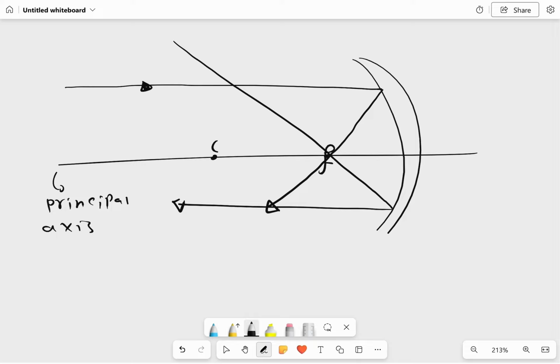What if a ray is coming through the center? If a ray is coming through the center, then it's going to be directed back through the center without any change in the angle.